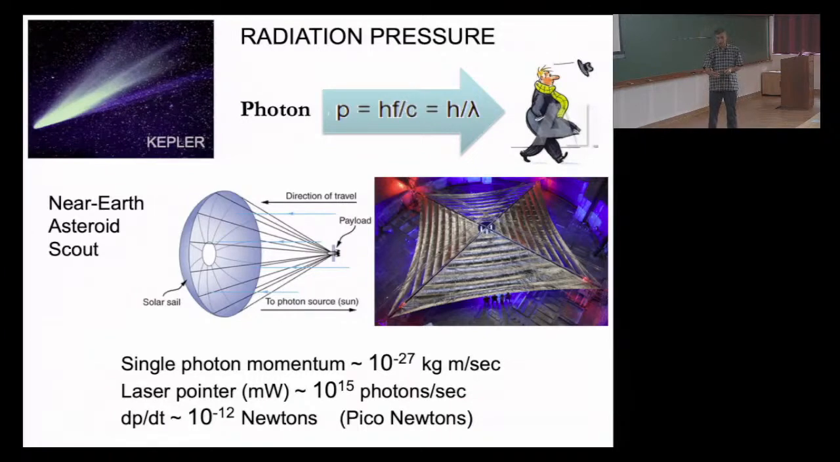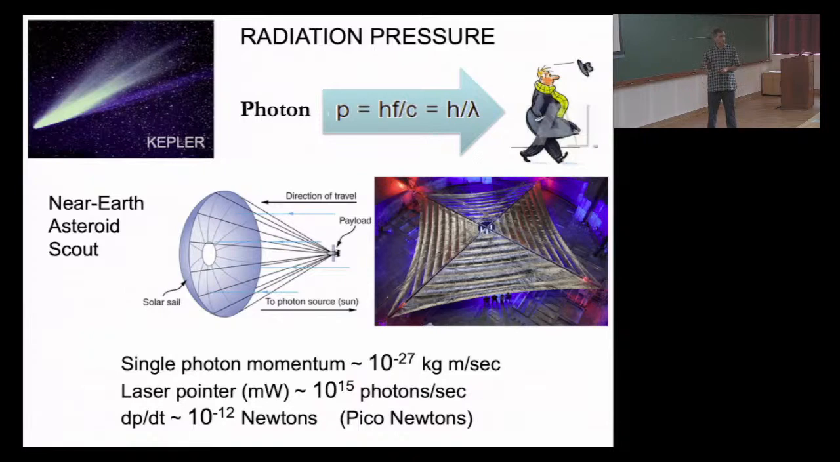And if this is a typical laser pointer, you will be emitting something like this many photons per second, depending on the power of the laser. If this is a milliwatt laser, let us say, you will be emitting so many photons per second. And if these photons stop dead, as they are doing on my hand, the change in momentum would be 10 to the power minus 12 newtons. You can calculate this easily. And that would be of the order of piconewtons.